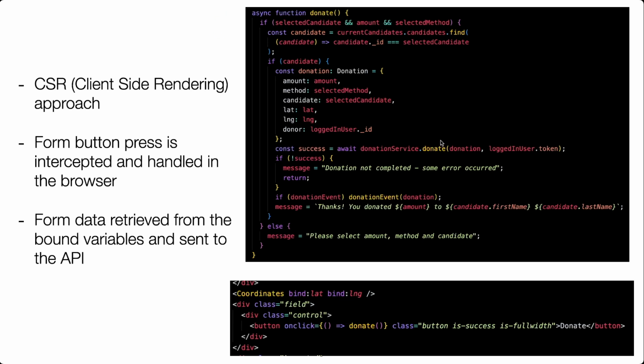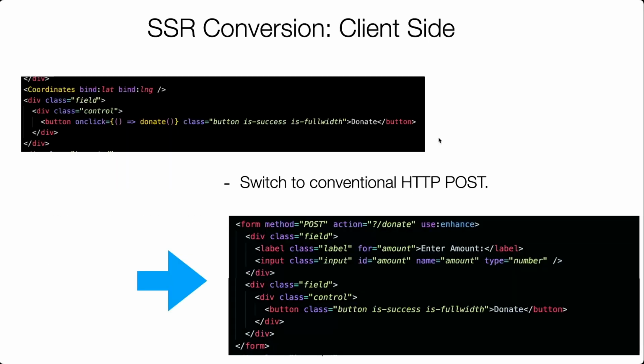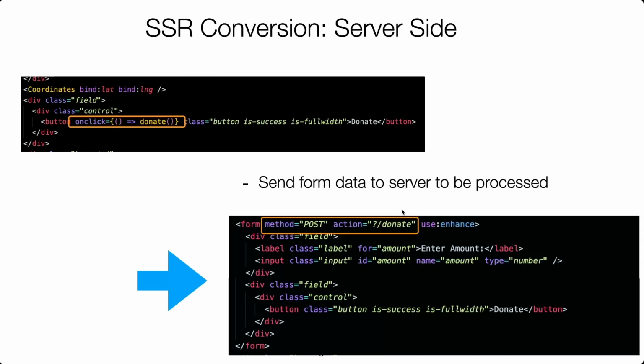To convert this to SSR, we get rid of the donate event handler in the client, and we have a standard form in the client, which is going to be routing through to a donate action, which is going to be invoked on the server. That donate action then presumably performs the donation for us on the server side. So instead of this, we're doing this.